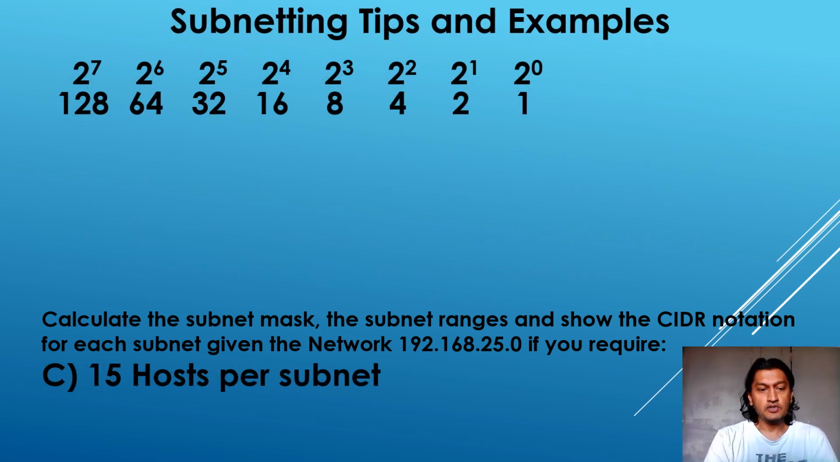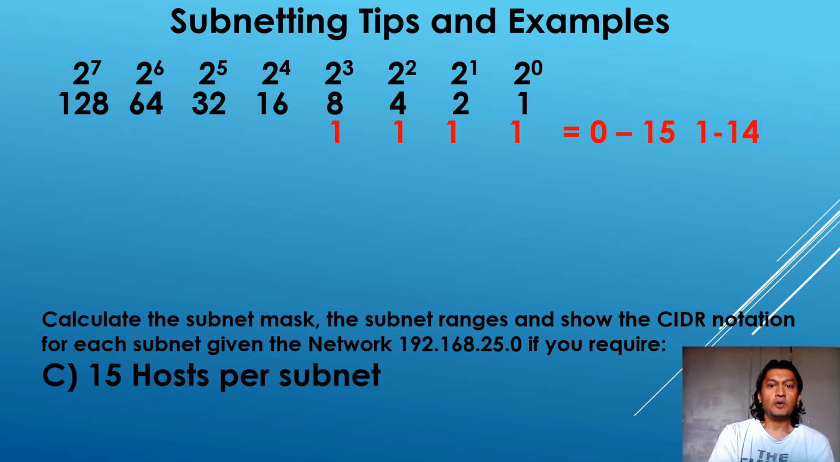Okay, so the next question, C, was 15 hosts per subnet. Exactly the same example, but here we want 15 hosts per subnet. The first thing you've got to do, as before, is work out the number of bits you need to get to 15. If you just look at that, you'll probably come up with 4 bits, just like we did in the last example, right?